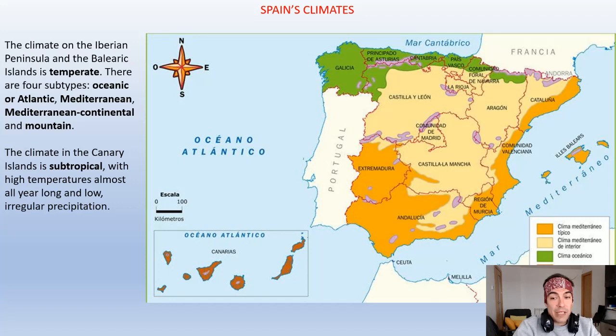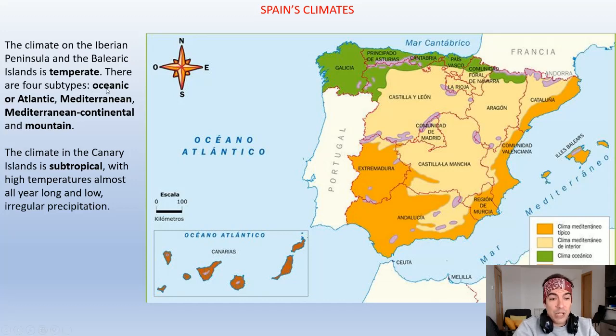What do we have in Spain? I had the same problem here. I couldn't find a proper map in English, so I had to use this. I'm sorry. The climate on the Iberian Peninsula and the Balearic Islands, as we saw before, is temperate. We have 4 subtypes in Spain, which we will study in the following week, I guess.